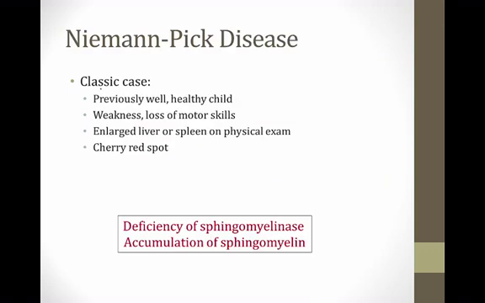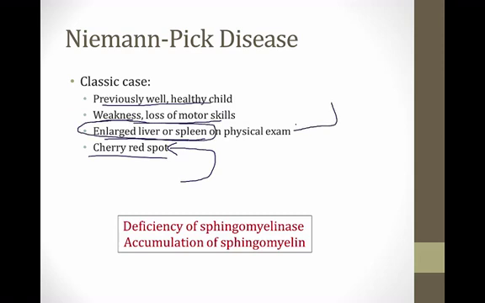So the classic case of Niemann-Pick disease is a previously well healthy child who starts to develop weakness and loses motor skills. There will be an enlarged liver or spleen on physical exam and a cherry red spot when you look in the back of the eye. Now, the cherry red spot can make you think of Tay-Sachs disease, but the liver and spleen are not part of Tay-Sachs disease. If you see hepatosplenomegaly, then they are probably talking about Niemann-Pick in a child who has a cherry red spot. And then remember that the deficiency here is the enzyme sphingomyelinase, and the accumulation is of sphingomyelin.